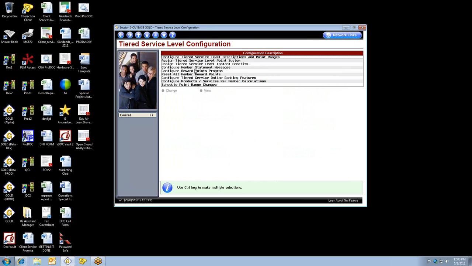As you see when you come into the tiered service level configuration, there are actually many parts to it. There is defining your point ranges, how I'm going to assign points, how I want this to be displayed to the member, etc.